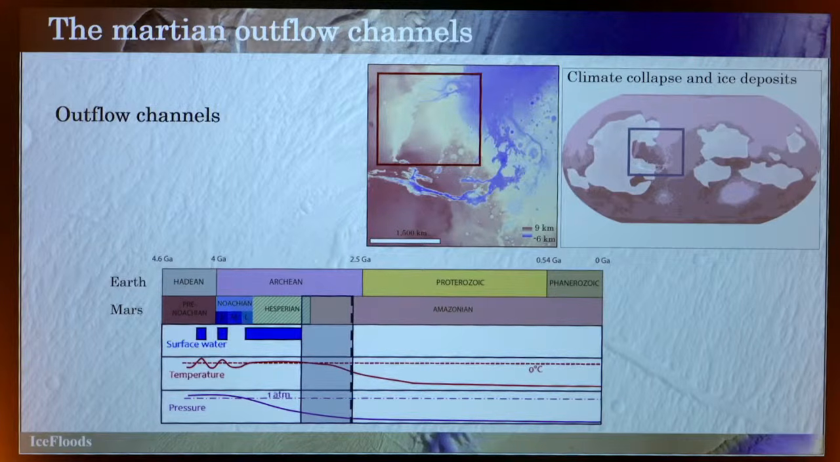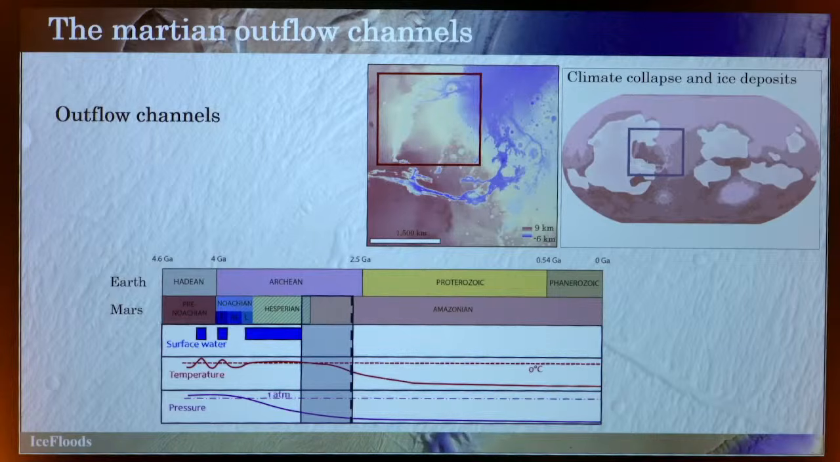Somewhere around the time where we start to see this transition into global cryosphere is when we start to have the development and the formation of these outflow channels. Some started earlier in the Noachian, a lot of the activity happens in the Hesperian, and some of them are still active later in the Amazonian period.